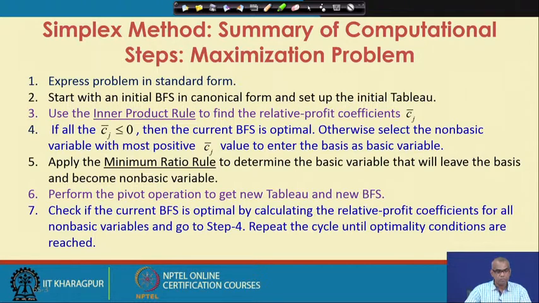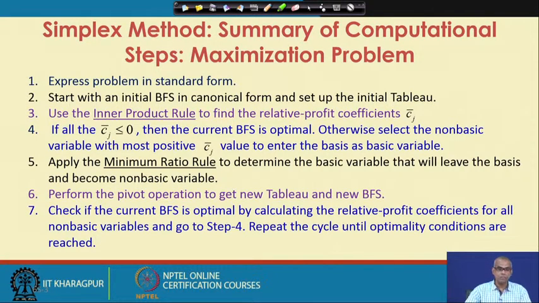So, the first step towards solving a linear programming problem using simplex method is to express the problem in standard form. In standard form, all the constraints will be of equality type, the right hand side constant will be non-negative, and all the decision variables are also constrained to be non-negative. In the next step, we start with an initial basic feasible solution in canonical form and set up the initial tableau.